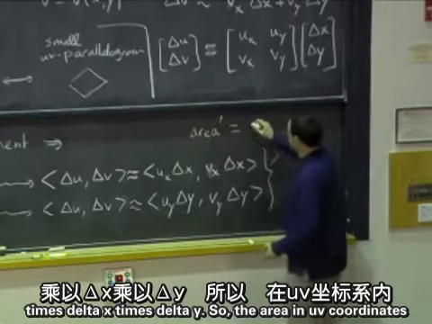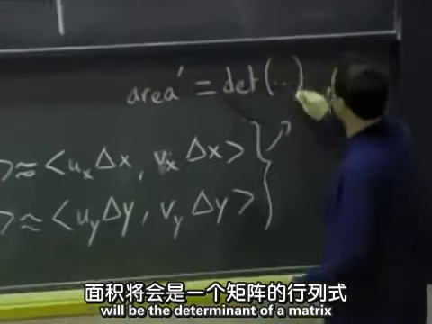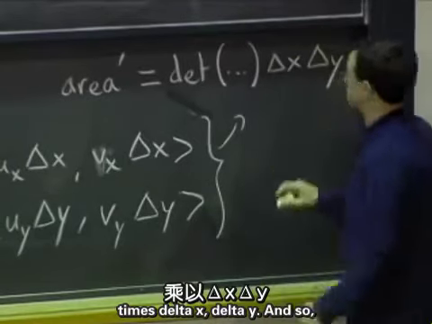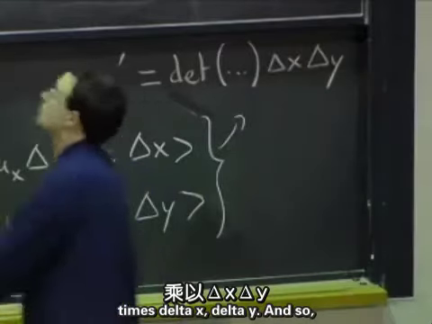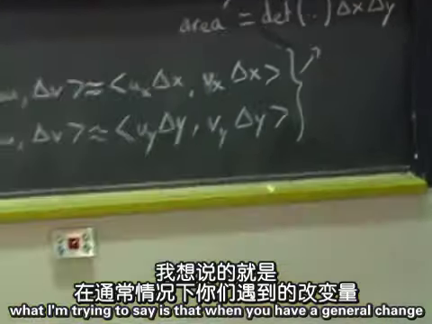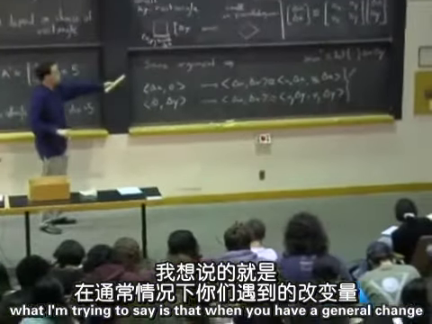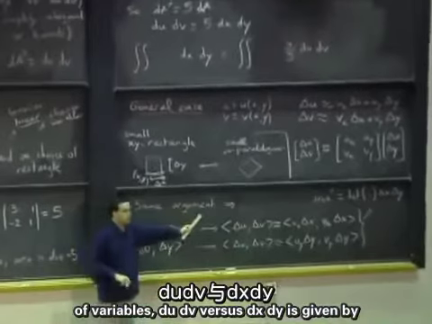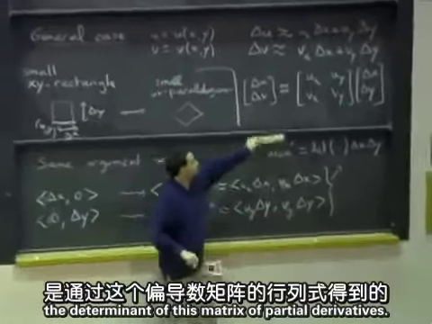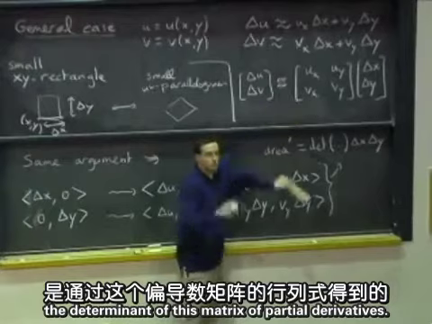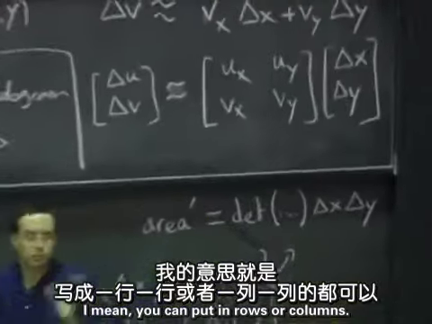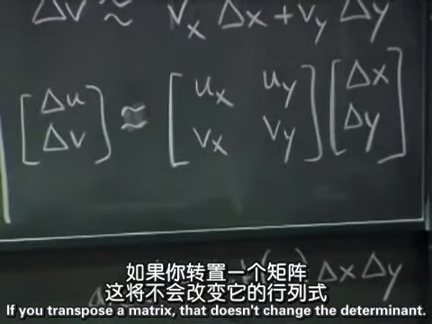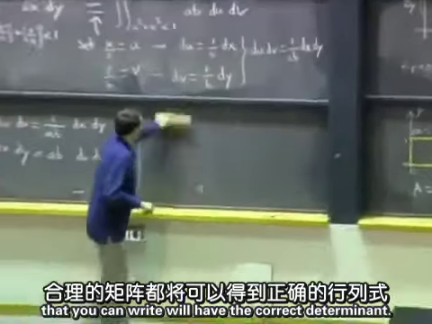So the area in UV coordinates will be the determinant of the matrix times delta x delta y. What I'm trying to say is that when you have a general change of variables, du dv versus dx dy is given by the determinant of this matrix of partial derivatives. It doesn't matter in which order you write it. You can put it in rows or in columns. If you transpose a matrix, that doesn't change the determinant. Any sensible matrix that you can write will have the correct determinant.